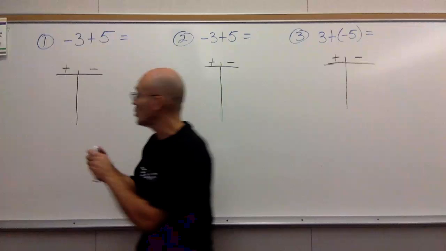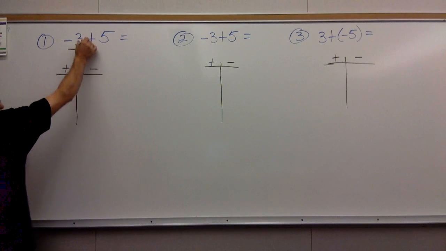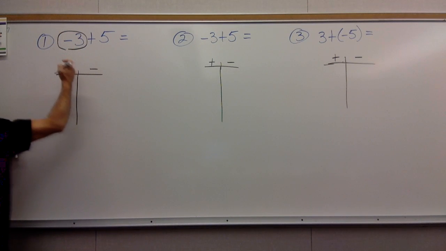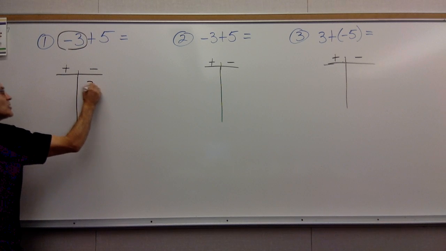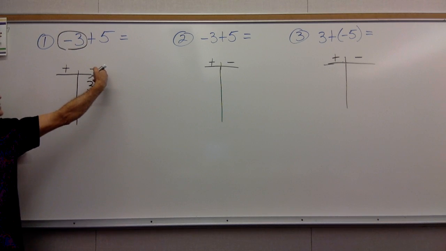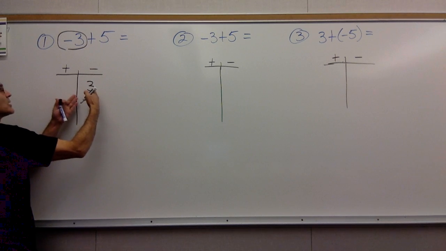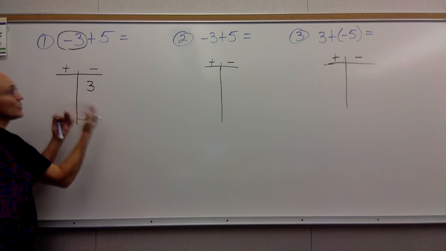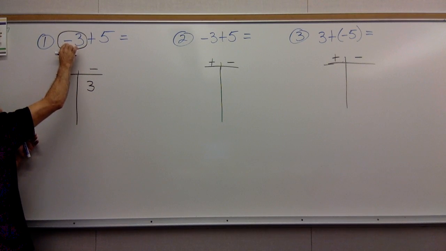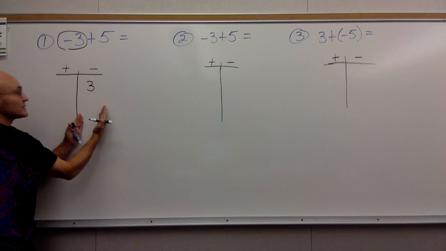So I'm going to circle the number and the sign that's on it. Because that's a negative, I'm going to put it on this side, but I'm just going to write the number 3, because that negative means this number is literally 3 spaces away from 0. It's called the absolute value. I know we haven't covered that, but if it's got a negative in front of it, we're always going to put it on this side.